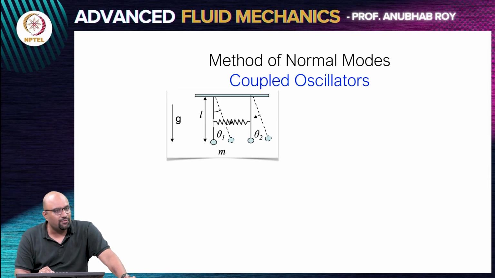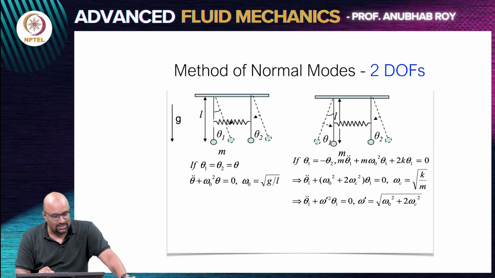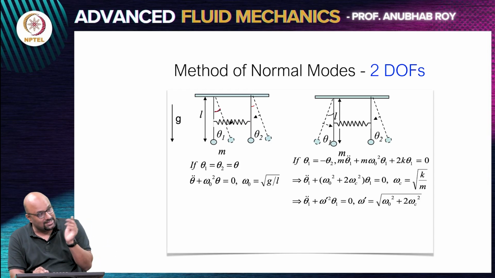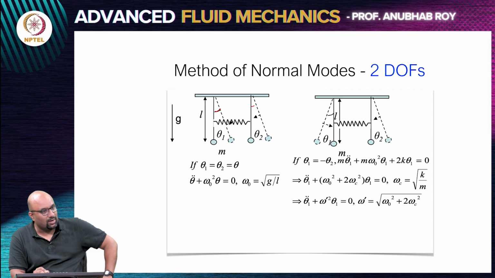What happens when you have two pendulums? Two pendulums which are oscillating, but they are coupled by a spring. So now you can again do the same exercise, and once you work out, you realize that there are two kinds of motion that are there in this problem. One, where the two pendulums exactly have the same amplitude of oscillation, theta 1 equal to theta 2 equal to theta, which means that the spring is completely unstretched. There is no role of the spring.